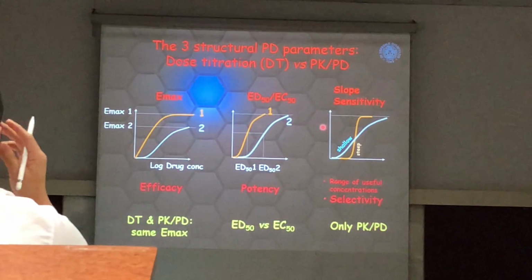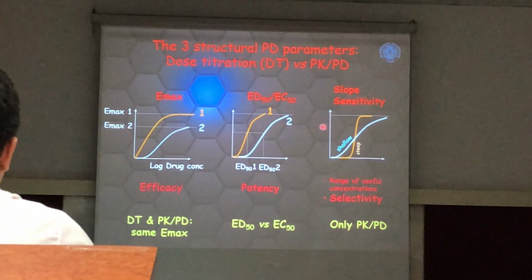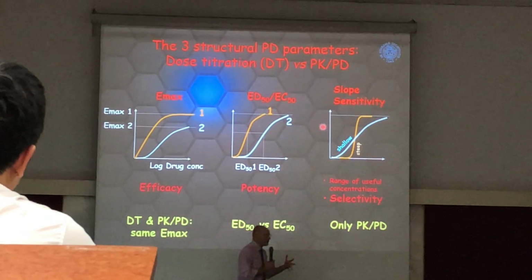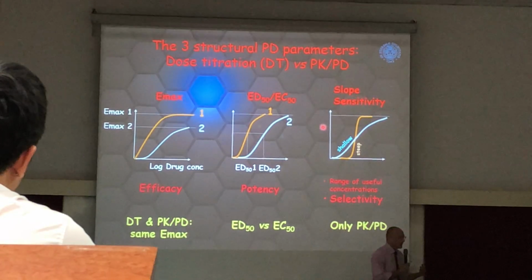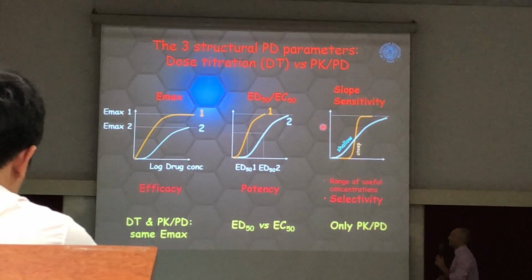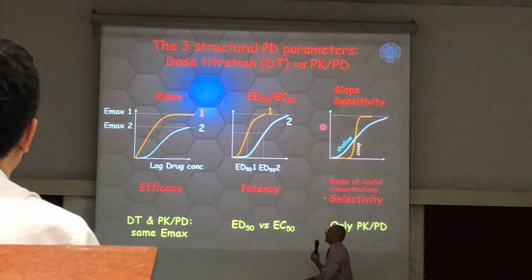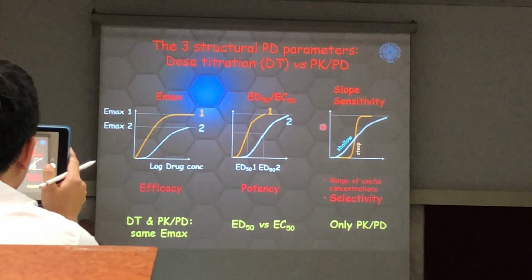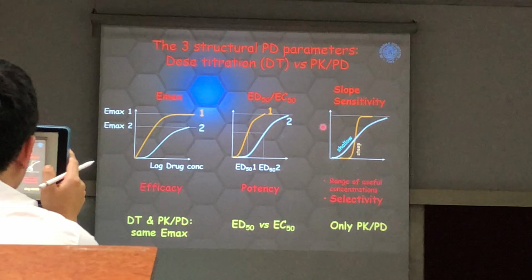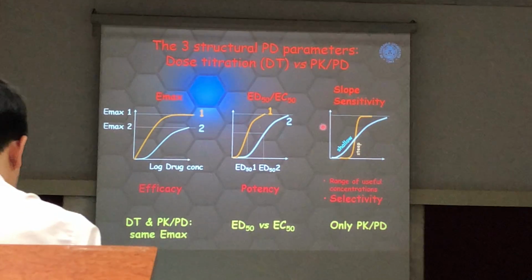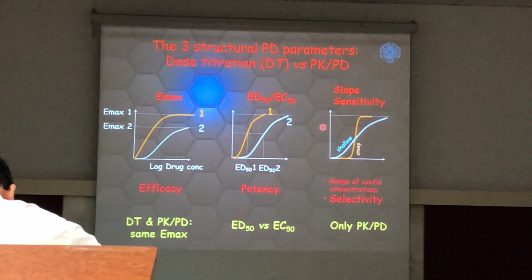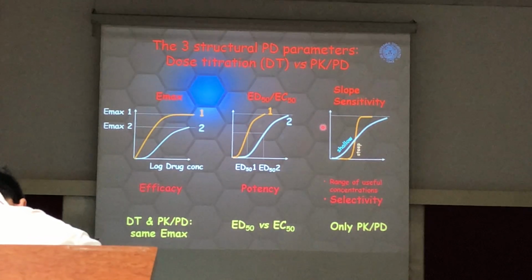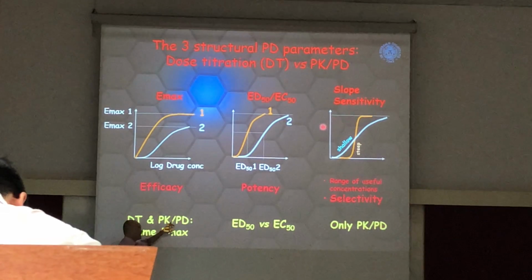So, let's go back here. Now, what is the difference between the dose titration that I told you before at the beginning of this lecture and the PK/PD study? Both can determine the maximum effect. It's not a big issue because with the titration we give the dose, increasing the dose of the drug, and then when you see that the effect is not changing anymore, you say, okay, this is the Emax. But the same can be done with the PK/PD.